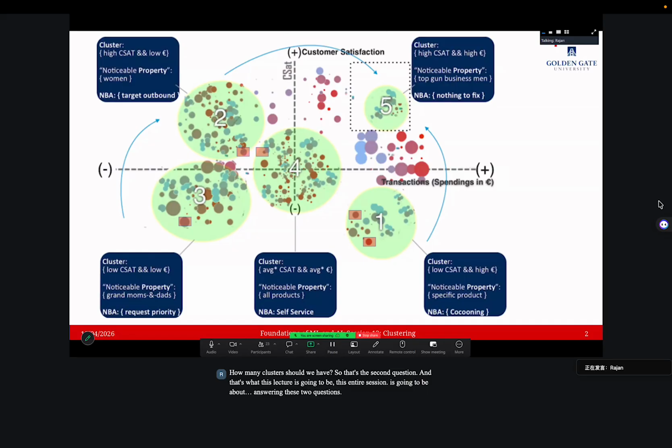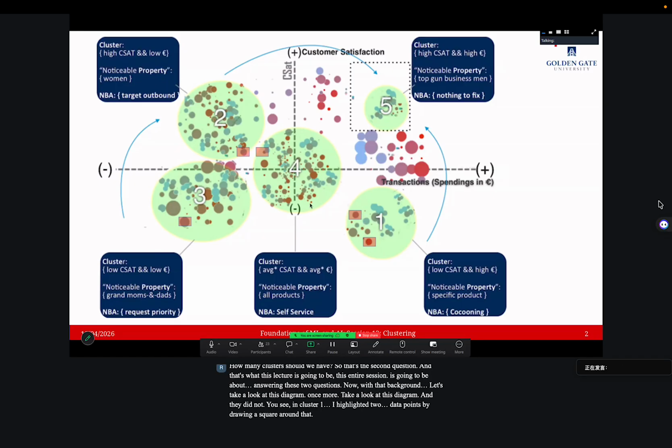Now, with that background, let's take a look at this diagram once more. Take a look at this diagram. And you see in cluster 1, I have highlighted 2 data points by drawing a square around them. You could also see I have one data point identified in cluster 3, one in cluster 2, and one in cluster 4. Right? I identified a few data points.